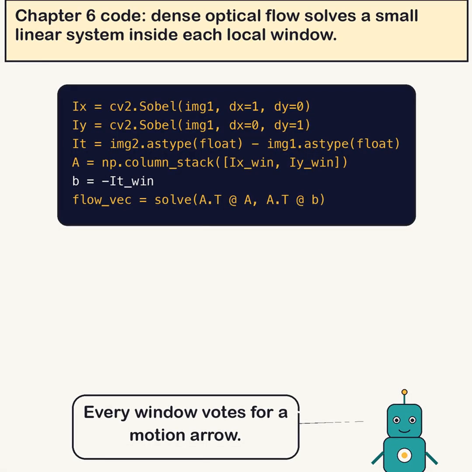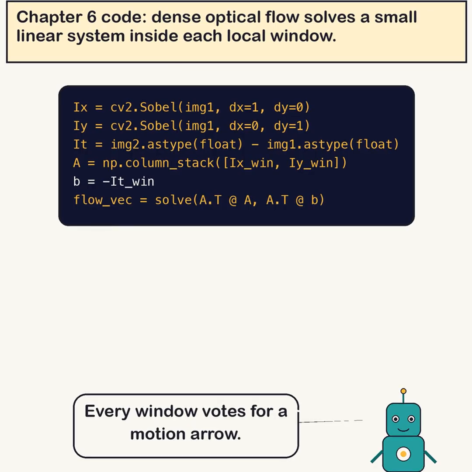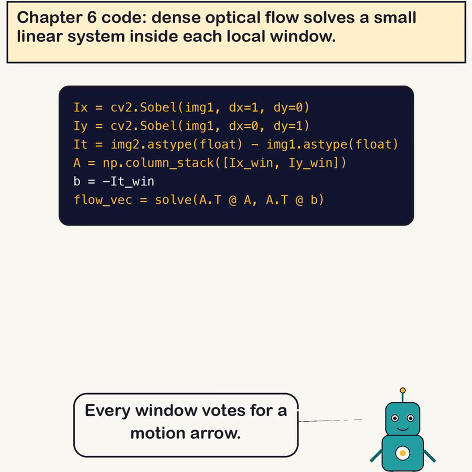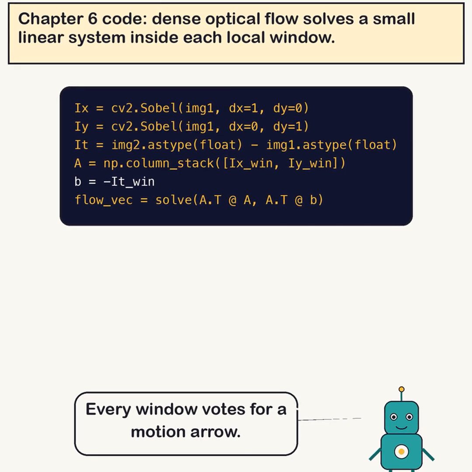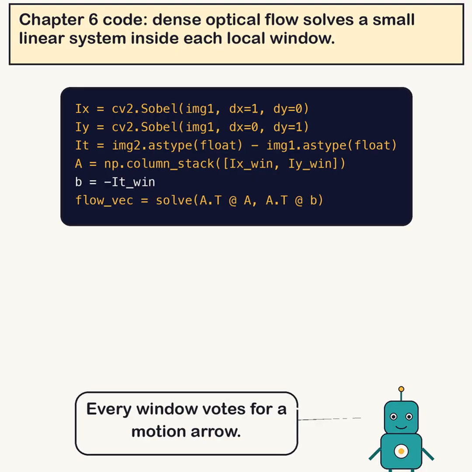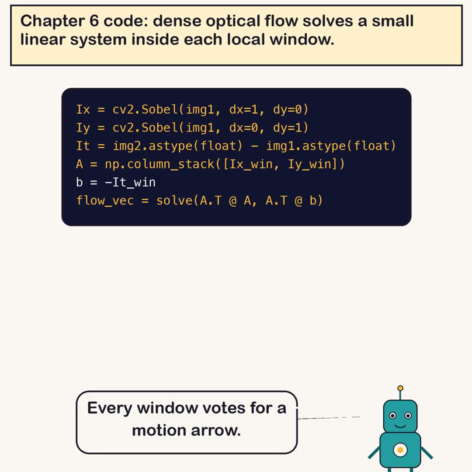The optical flow code computes Sobel gradients in x and y, then subtracts the first frame from the second to get time change. A stacks local gradient samples, b is negative time change, and the normal equation solves for the flow vector. The code shows why flow is fragile and powerful.